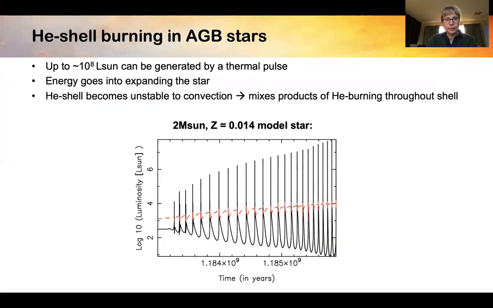This is a 2 solar mass model of solar composition. I've plotted here as a function of time, log 10 of the helium shell luminosity in black and the radiated, or essentially the stellar luminosity, in red. And notice the stellar luminosity, it does vary. It goes up, down, up, down, up, down, a factor of 2 change. But you notice that the helium shell luminosity varies by many orders of magnitude as a result of thermal pulses. And this star itself might have 20 or so thermal pulses that are evident in this figure.